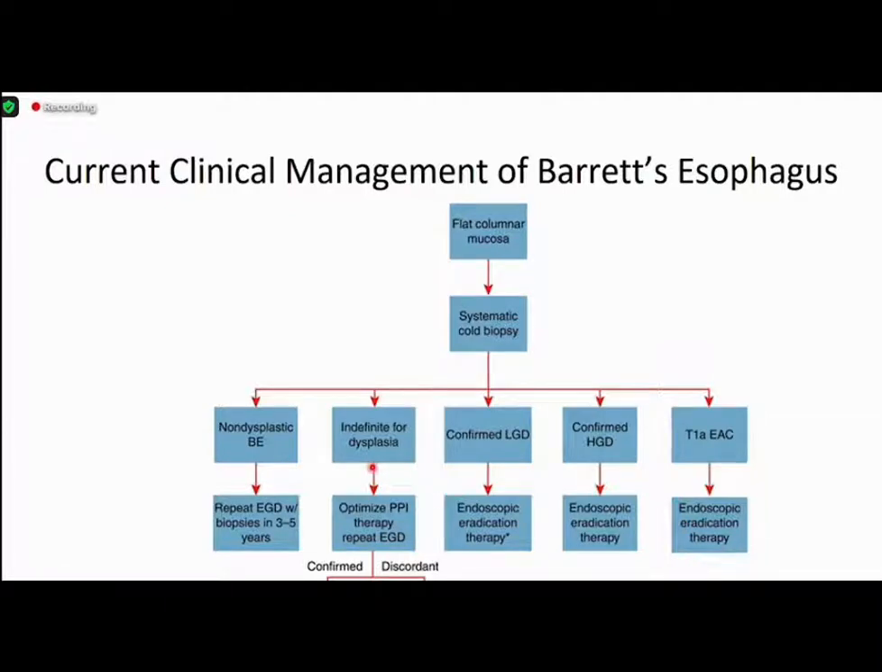For the cases that we call indefinite, they try to optimize those patients with PPI so that if there is any regeneration or inflammation going on, it subsides. Then they repeat those biopsies. If it still confirms that this is indefinite, they would follow those patients closer with a follow-up of about 1 year. Whereas if on repeat biopsies we say it's some other histological category, then they would manage those patients based on the new histologic diagnosis.